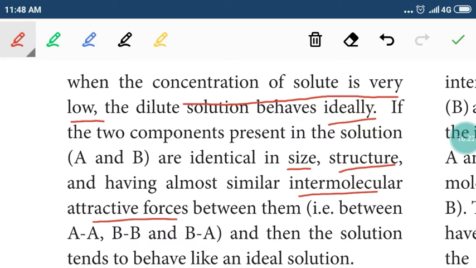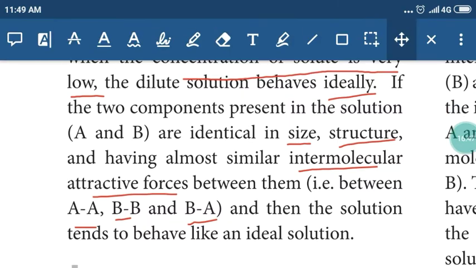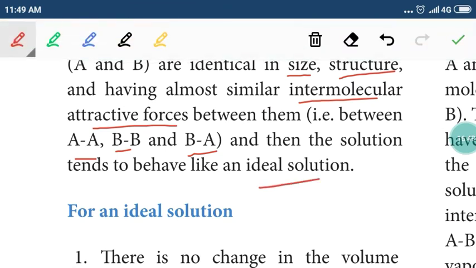This can be said as AA. So between A and A, there is a force of attraction. Between the solute molecules, there will be attraction. Between the solvent molecules, there will be attraction. Between solute and solvent, there will be intermolecular force of attraction. So all these three should be similar; then only the solution will be an ideal solution. So what are the two conditions? First, a dilute solution with low concentration of solute. Second, size, structure, and intermolecular forces should be similar for solute and solvent.